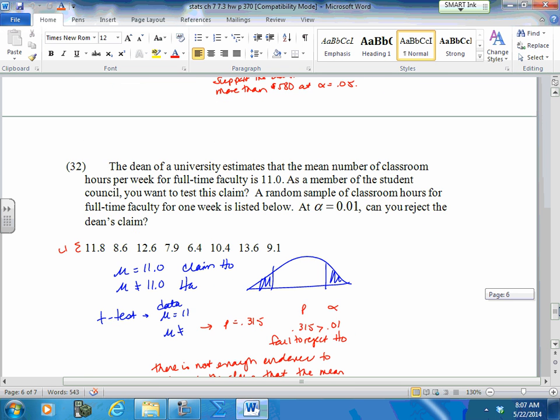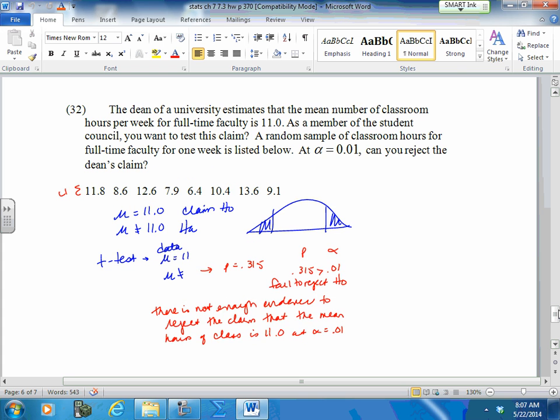Okay, and I think that is it. Nope, one more. The dean of a university estimates that the mean is, there's your equal sign, there's your two-tailed test. We don't even care about the two-tailed test. We plug in your values in your calc, get your L1 going, get your mean and your standard deviation, and come out with your p-val, and that's greater than 0.01. So there's not enough evidence to reject the claim. Just make sure you get the claim and the complement down pat. You need to state which one is the H0. You need to state which one is the HA.